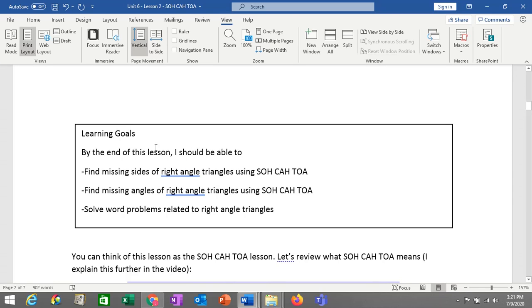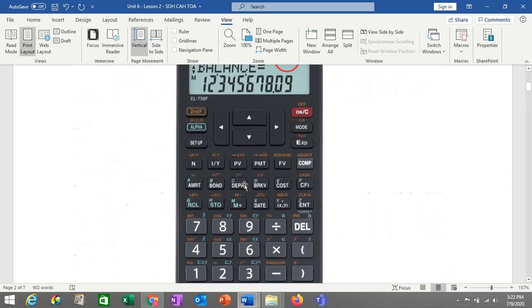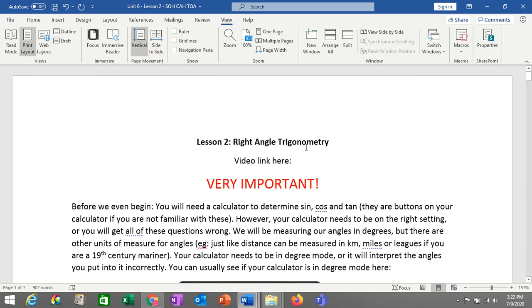I'm going to be asking you to find missing sides of right angle triangles using SOHCAHTOA, or find missing angles if using SOHCAHTOA. So you can use SOHCAHTOA to find angles or sides, and there's going to be word problems involved with this as well. So we're only working with right angles today. That's why this lesson is called Right Angle Trigonometry.